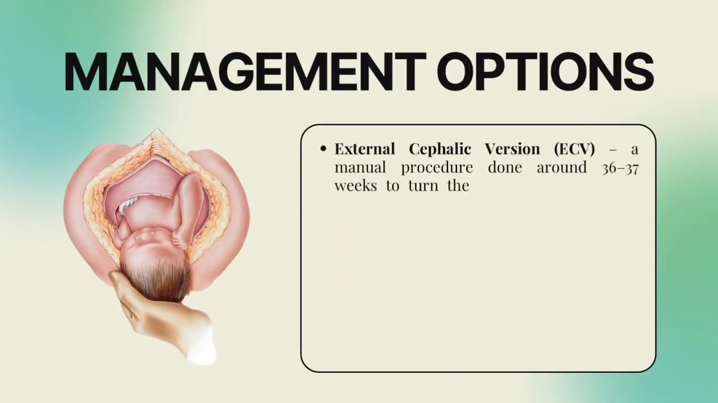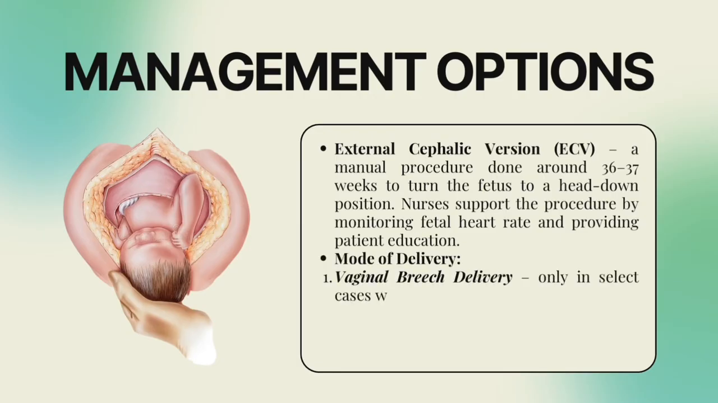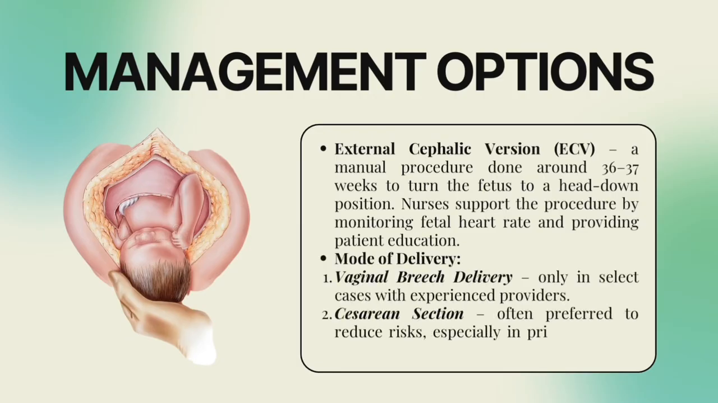Next are the management options. There are two main management options. First is the external cephalic version, and second is, depending on the mode of delivery, which can either be vaginal breech delivery or cesarean section. Let us first talk about the external cephalic version or ECV. It is a manual procedure done around 36 to 37 weeks to turn the fetus to a head-down position. Nurses support the procedure by monitoring fetal heart rate and providing patient education.